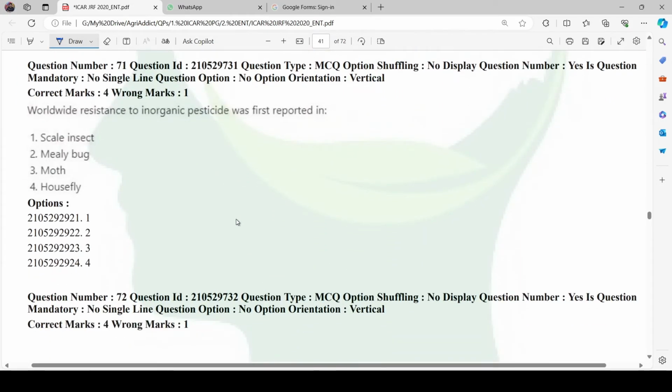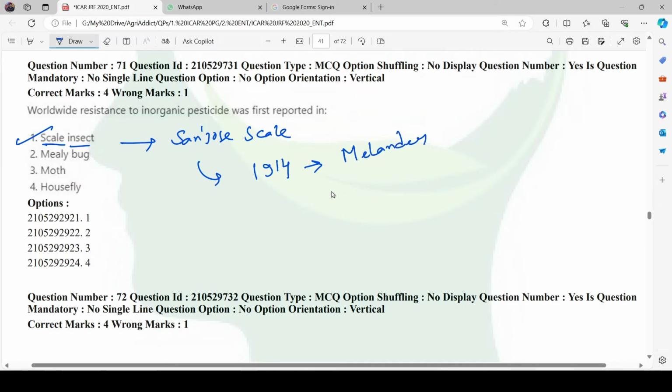The next question is, worldwide resistance to an inorganic pesticide was first reported in which insect? The scale insect, that is the San Jose scale. It was reported in the year 1940 by Melander. Against which inorganic pesticide? Lime sulfur. So scale insect is the correct answer.